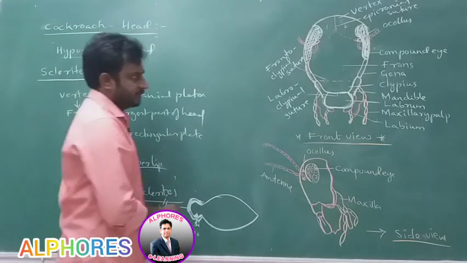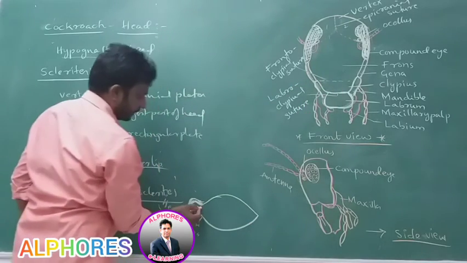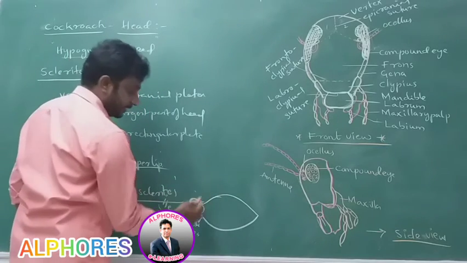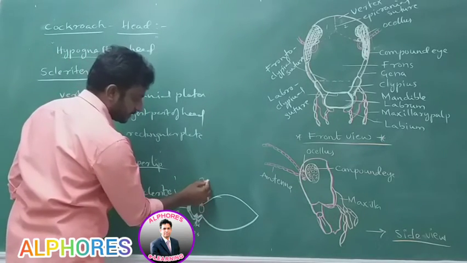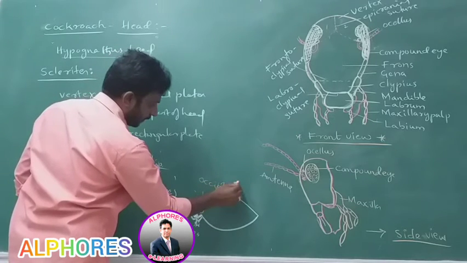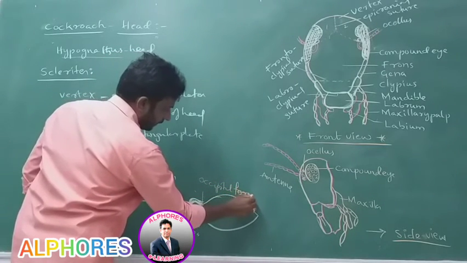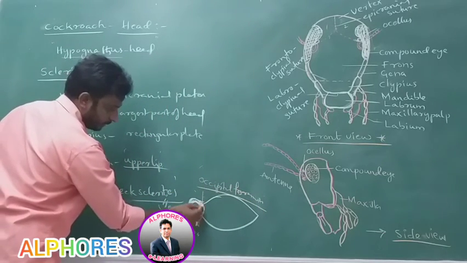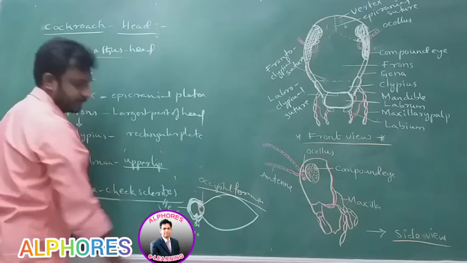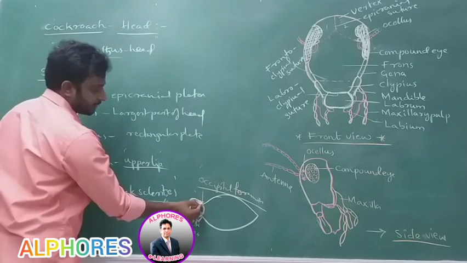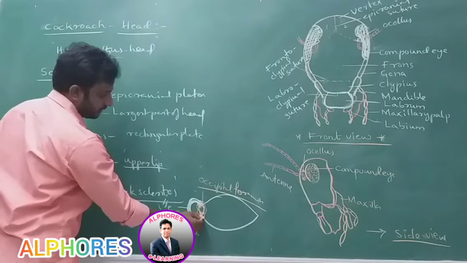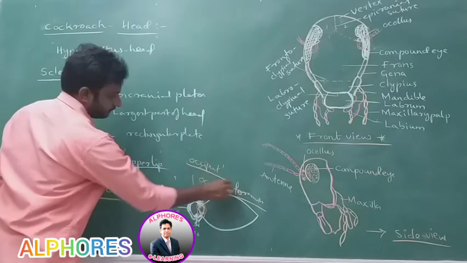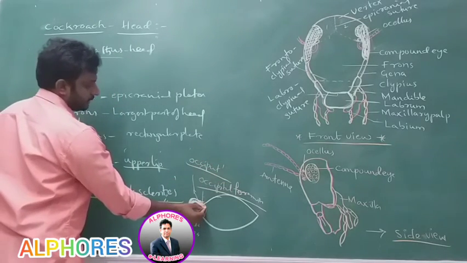Then the back side of the head. On the back side of the head there is one large opening which is called occipital foramen. Occipital foramen is an opening of the head present on the back side. The occipital foramen is also covered with some plates which are called occiput.